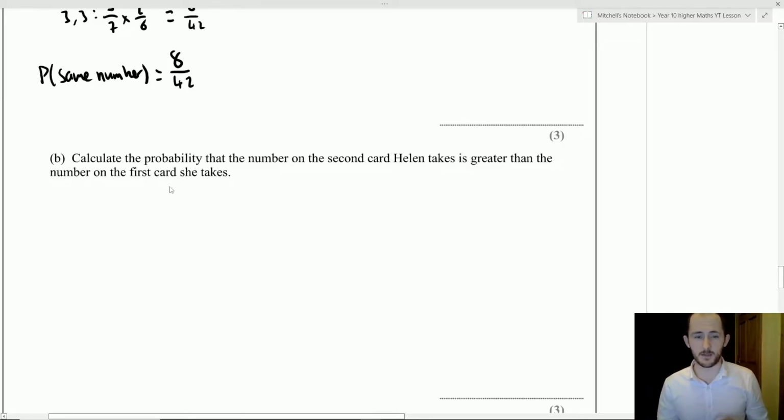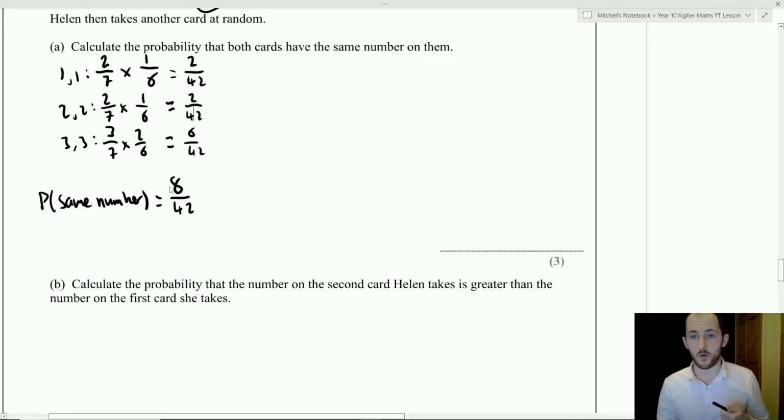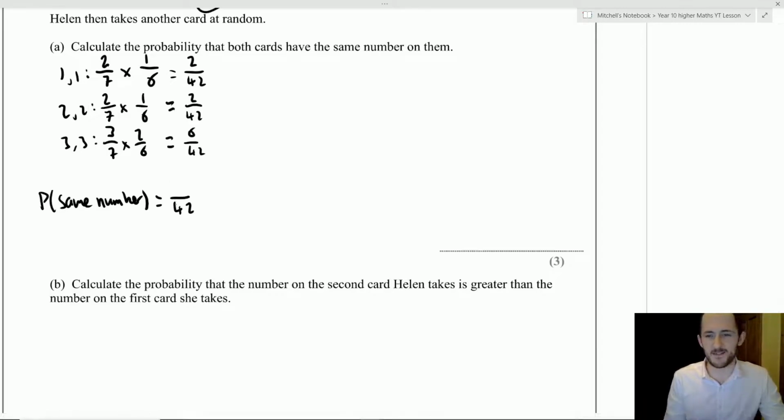Is that the answer to part B? Well spotted, Evie. 2 plus 2 plus 6 is 10, not 8. I'm sorry. I'm dosed up on a lot of medicine at the moment. Yeah, that is completely correct. That is a 10. Well spotted. Cool.